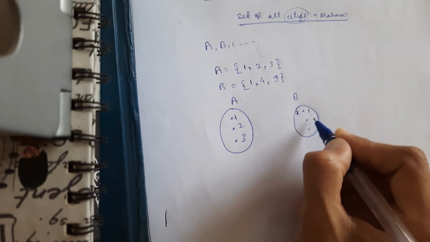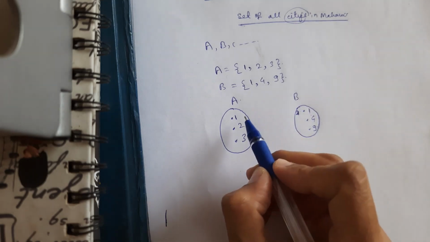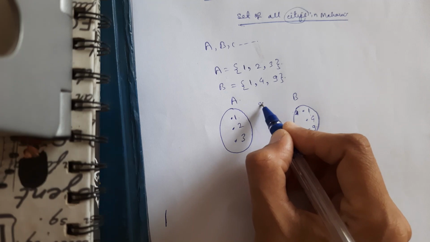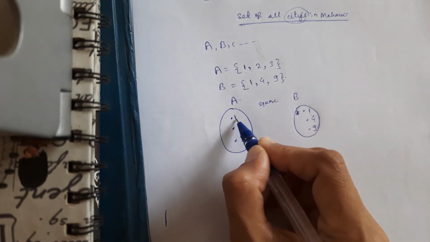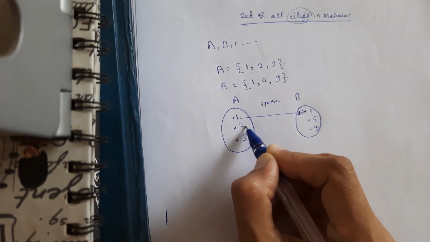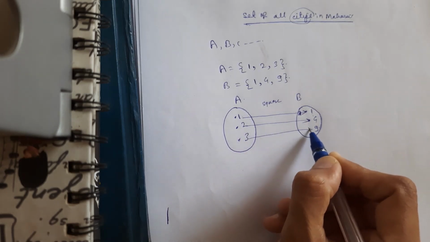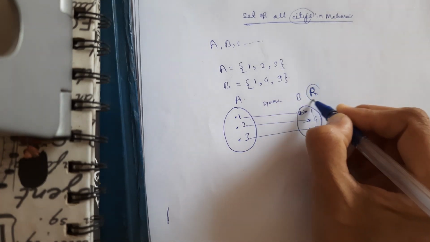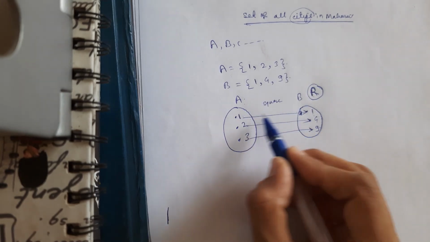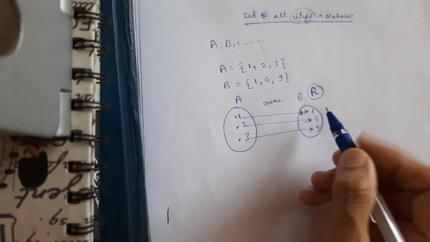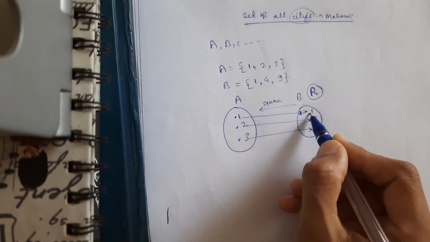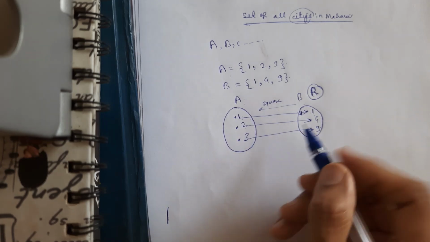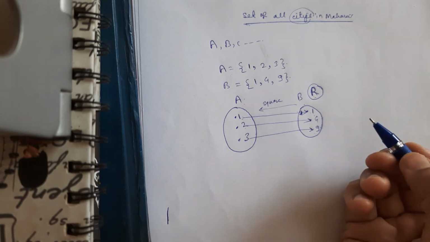Now if I connect these two with the square term, 1 squared is 1, 2 squared is 4, 3 squared is 9. So this R is the relationship through which these two sets are connected. And the inverse relationship also exists. You just need to take the square root: square root of 1 is 1, square root of 4 is 2, square root of 9 is 3. So this R is called a relationship.